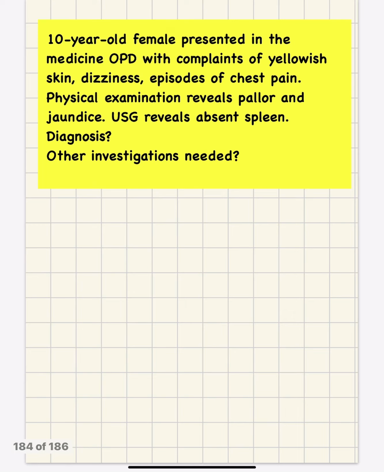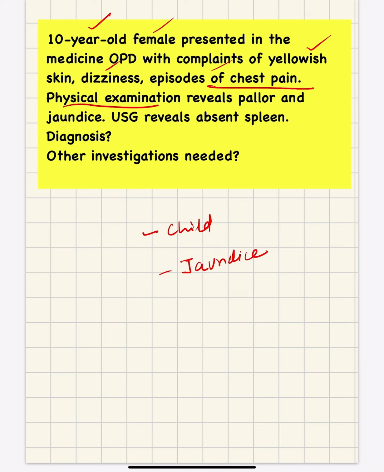The second sample question: a 10-year-old female child presented in the medicine OPD with complaints of yellowish skin. That is, there is a child and there is yellowish discoloration, that is jaundice. Then there is dizziness, episodes of chest pain. In physical examination, there is pallor, that means there is anemia, and presence of jaundice. Ultrasound reveals absence of the spleen. So the spleen is absent.